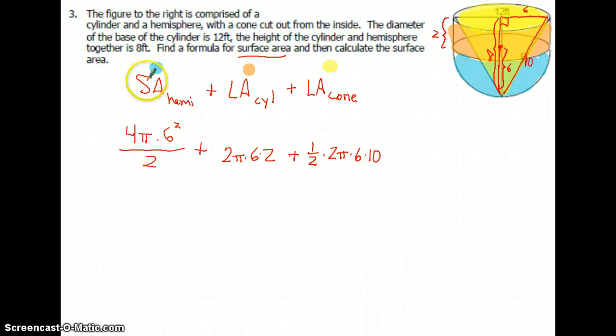Volume, you'd just take the volume of the hemisphere, the volume of the entire cylinder, minus the volume of the cone. But surface area is a little bit different. Surface area, as you drill out holes of things, you're usually adding to the surface area.